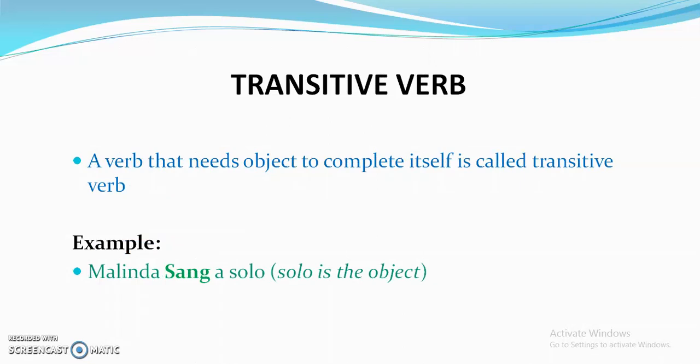Then comes the transitive verb. A verb that needs an object to complete itself is called a transitive verb. For example, Melinda sang a solo. Here solo is the object. If solo is not there, then this won't have any meaning. So when an object is there, at that time the verb becomes a transitive verb.